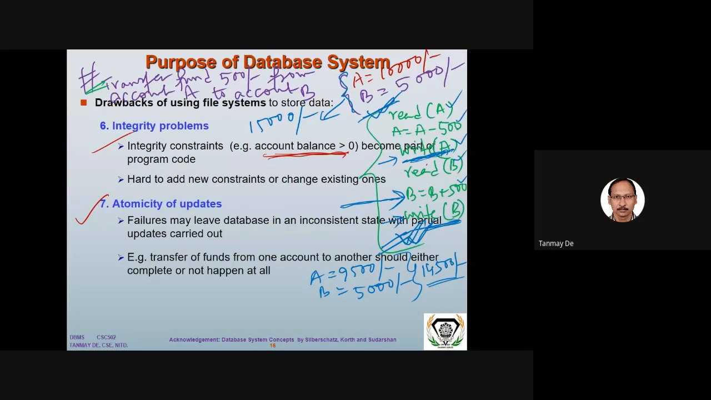Basically, during a failure or system crash, the database may actually be left in an inconsistent state. So in a conventional file system, it's very, very difficult to incorporate such things.